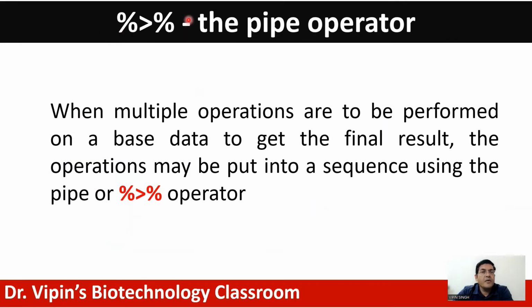So another important part of dplyr is the pipe operator, which is represented as %>%. The pipe operator is used to basically link multiple operations into a single command line, right? So what is the utility of pipe operator? So whenever there are multiple operations to be performed on a base data, to get a final result, the operations will be put together into a sequence using the pipe operator, right? So basically you can do first filter, then select, then arrange, then group by, and so on and so forth. And it will basically do it in a sequential manner and give you the final result. So every step until the final step will be linked by a pipe. And I'll show you the example as we move along and you'll understand better.